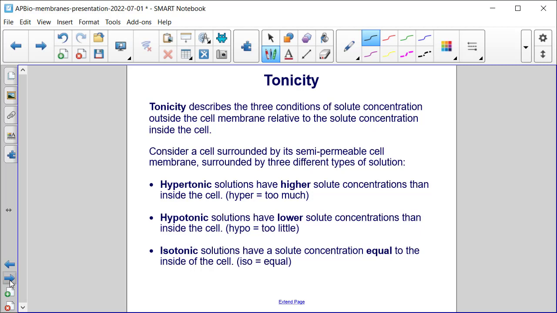As a reminder, hyper means too much. A hypotonic solution would be one that has a lower solute concentration outside of the cell than inside of the cell. Hypo means too little. And an isotonic solution has a solute concentration equal to the inside of the cell. That prefix iso meaning equal.